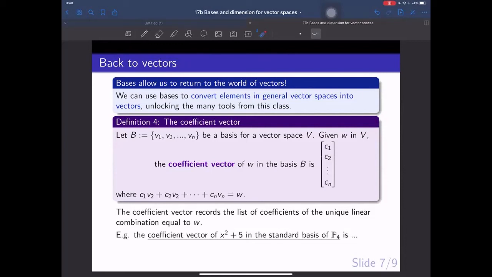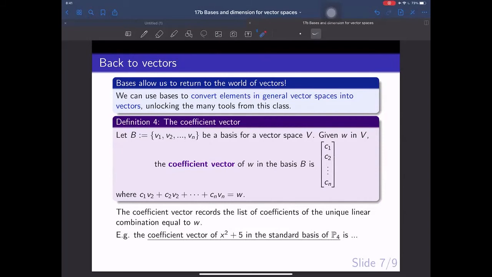If I have a basis B for a vector space V and I have an element w in V, the coefficient vector of that element in the basis B is defined to be this vector where the entries are the coefficients in the unique linear combination of my basis elements equal to w. The coefficient vector records the list of coefficients of the unique linear combination equal to w.